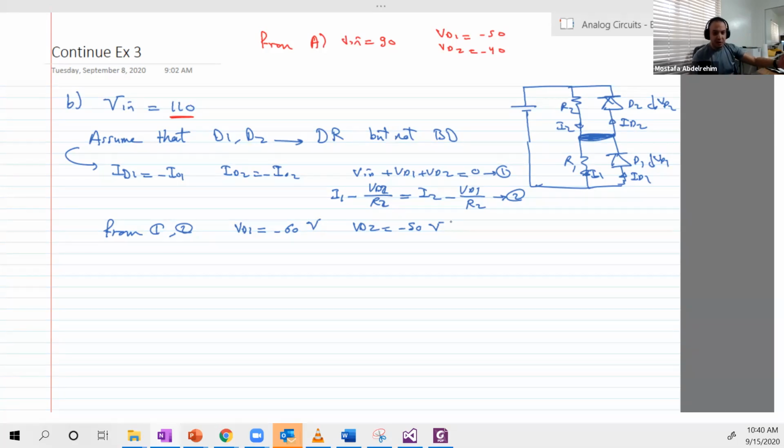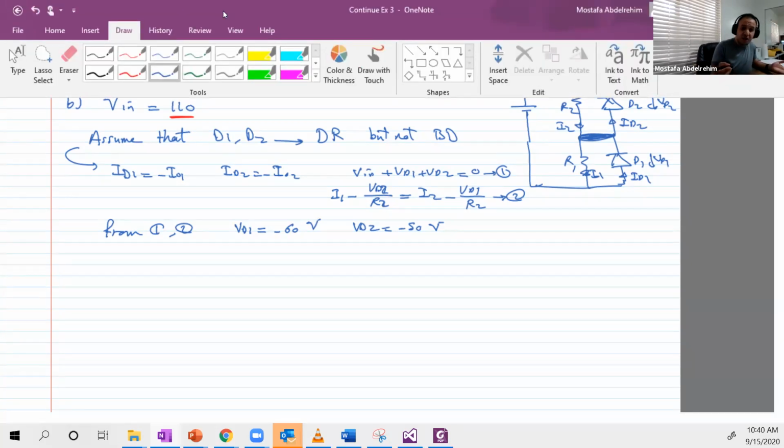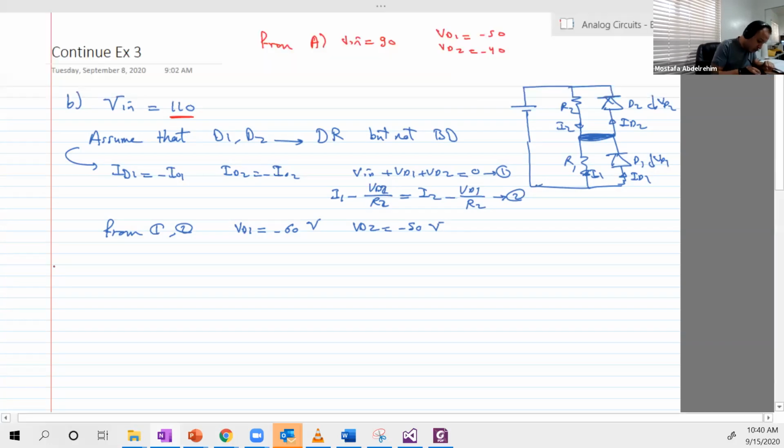And you can do the same checks again. You will find ID1 is equal to minus I naught 1, and ID2 is equal to minus I naught 2. It's very simple, right? We didn't even do anything. We just have the same equations from A, and we just plug in the new value for V input. That's it.